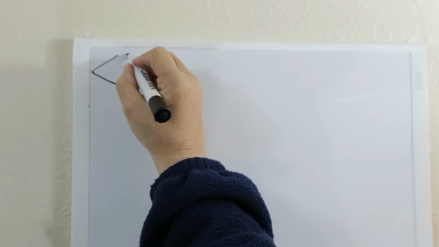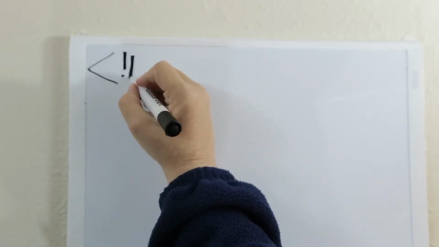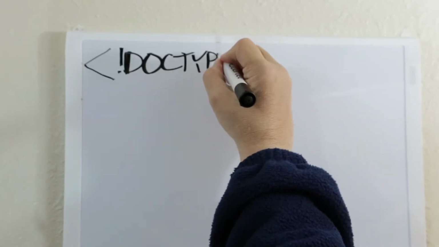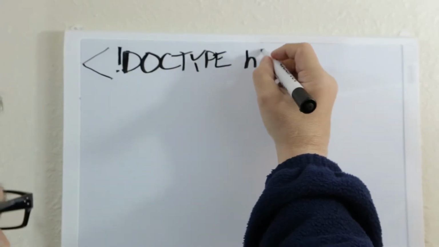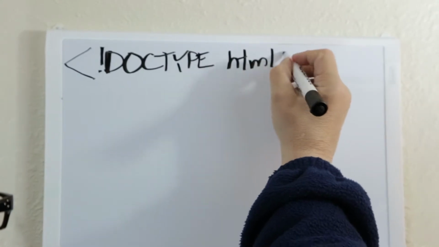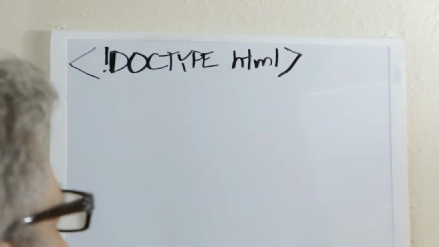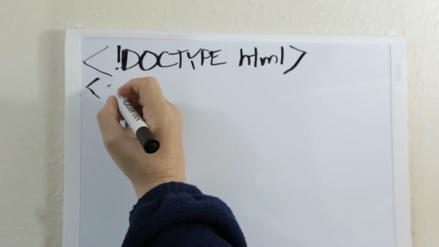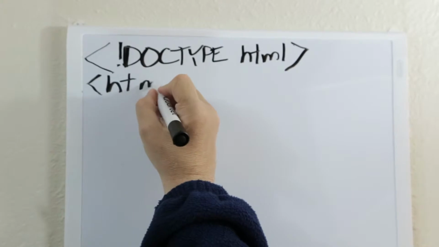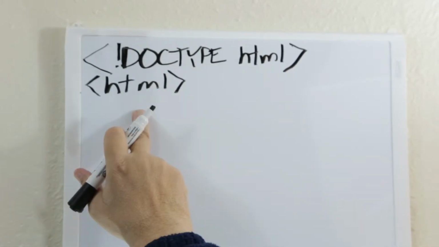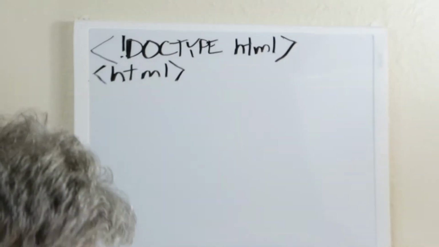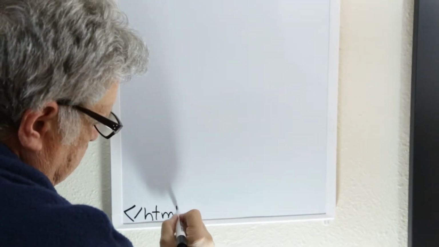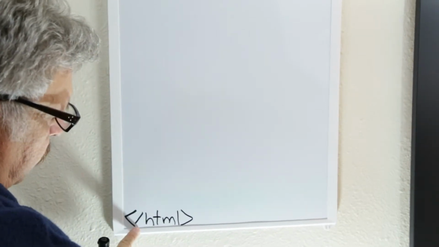And the first tag we're going to use up here, the first element, is called the doctype. And this type is HTML. This is a self-closing element. Underneath this, the first element we'll have here is HTML. This is an opening tag. Down here, I'm going to close it. We close using the slash.